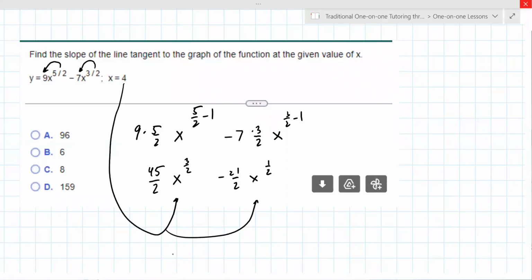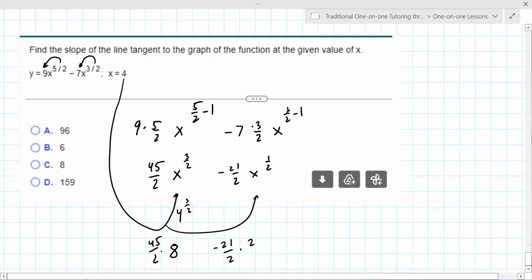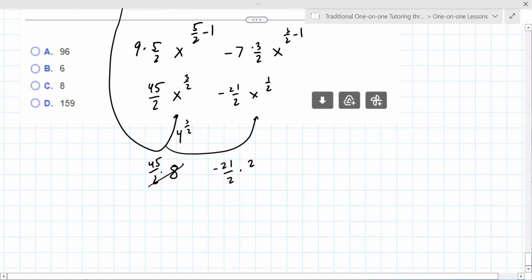So 4 to the 3 halves is 8. So this 45 over 2 times 8, and then square root of x, or x to the 1 half, is 2, so minus 21 over 2 times 2. So that becomes the 45 times 4, what is that, 90, 160 minus 21. No, that's not right. 180 minus 21 is 159.